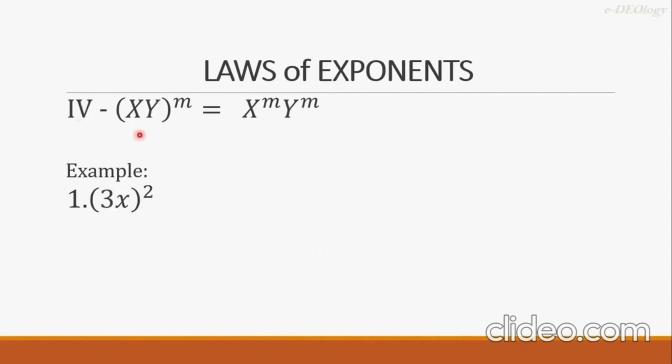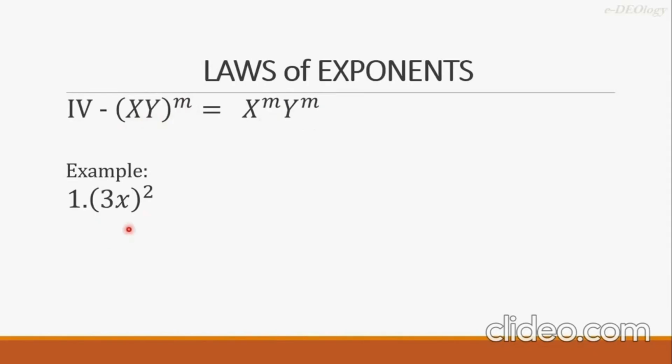The fourth law is the power of a product. So there is a product inside, and there is an exponent outside. The exponent outside is distributed to each of the terms inside, each of the variables. So this is x raised to m times y raised to m.